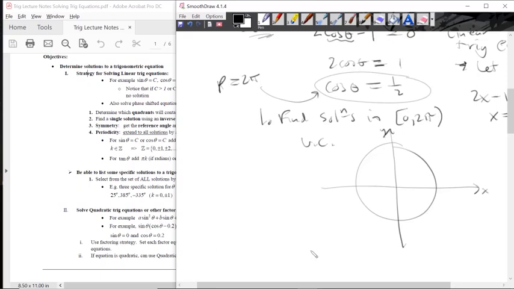Recall that for any terminal point with coordinates x, y, the x-coordinate is going to equal the cosine of theta, or the cosine of t. Theta would be interpreted as an angle here, right? And of course, the y-coordinate is the sine of theta. So we want to look in the unit circle for where the x-coordinate is equal to 1/2, because we have cosine of theta is equal to 1/2. Well, we know that this point right here, for example, is the point with coordinates 1, 0. Where x would equal 1/2 would be halfway between the origin and this point.